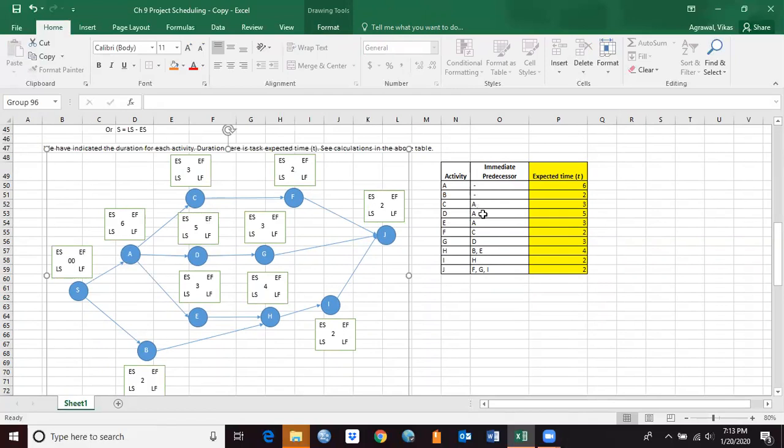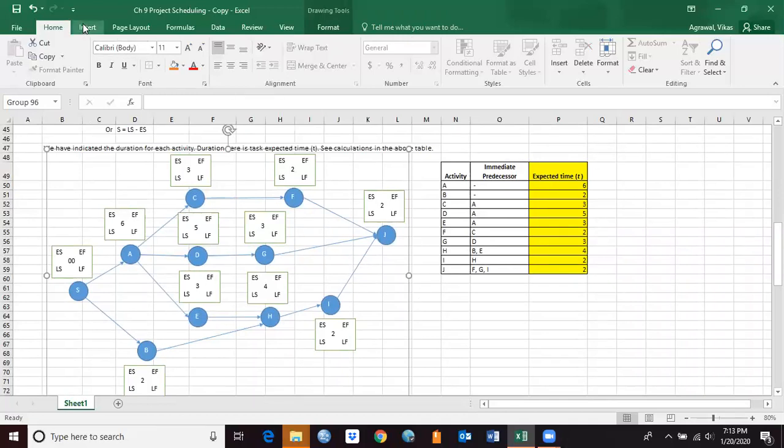C, D, E follows activity A. So I'm going to draw C, D, E, which follows A, which means that before I can start C, D, E, I must complete activity A. And then F should follow C, G should follow D, H should follow B and E, which means that before I can start H, I need to make sure activity E and B are completed. Likewise, I follows H and J follows F, G, I, which means before I can start J, I need to make sure that activity F, G, and I are completed. Okay, so that's how you would draw the diagram.